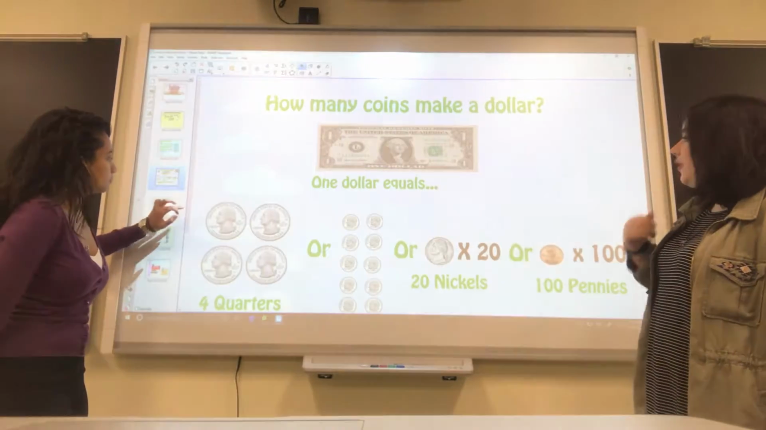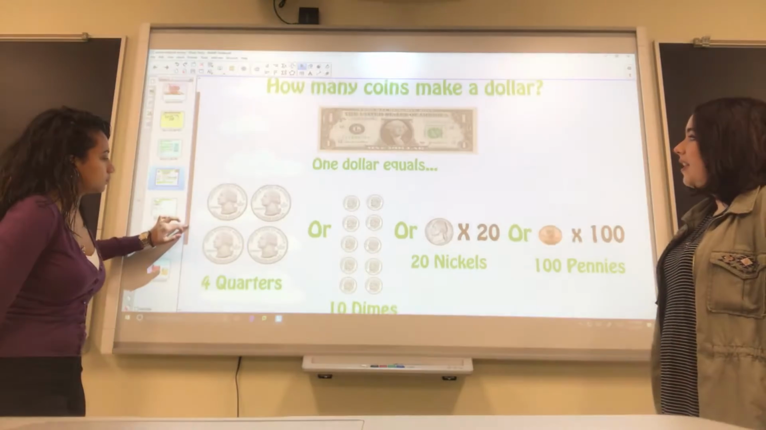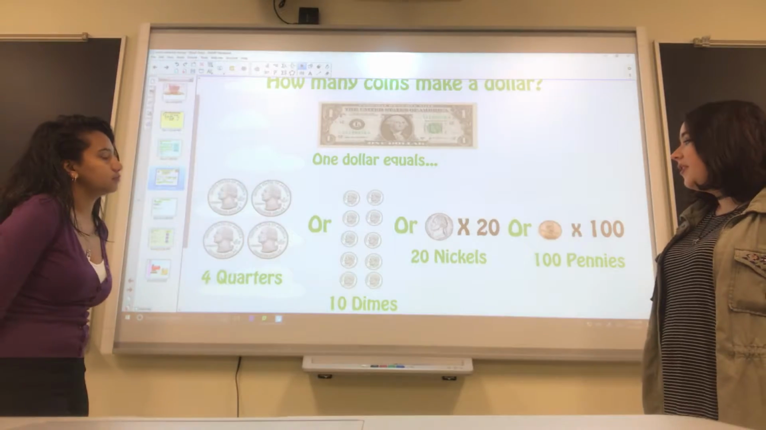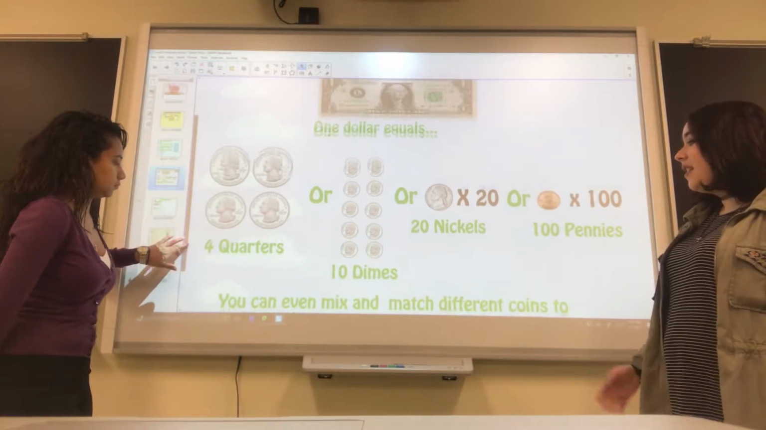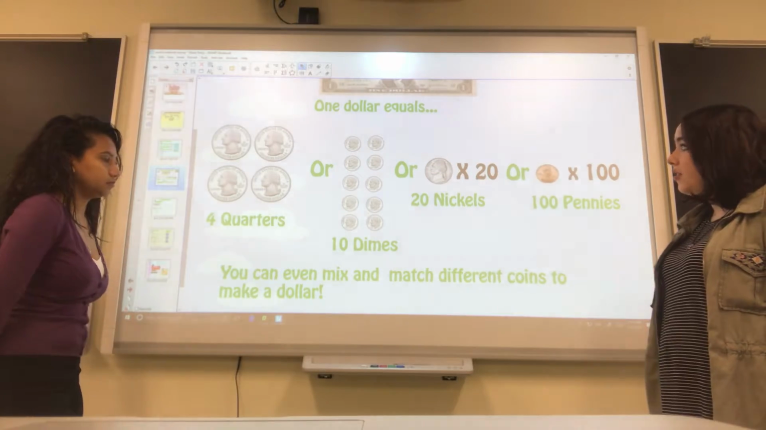This slide is just illustrating how each coin can add up to $1. You have 4 quarters, 10 dimes, 20 nickels, or 100 pennies. It's just illustrating that you can even mix and match different coins to make $1.